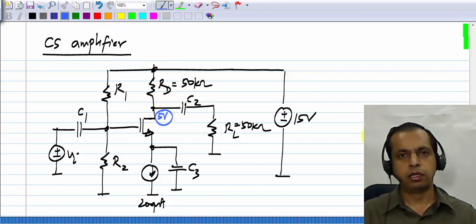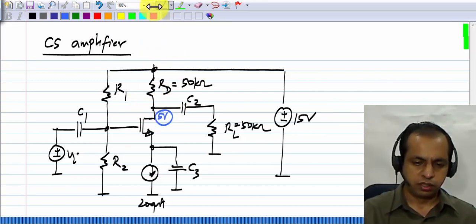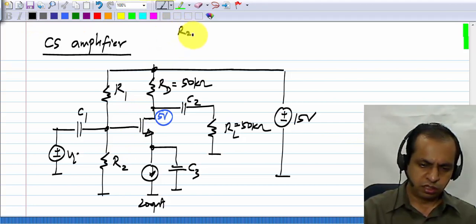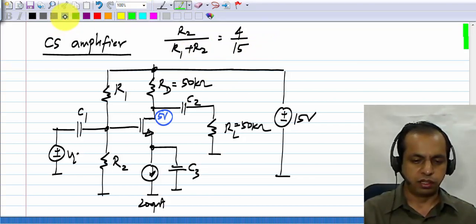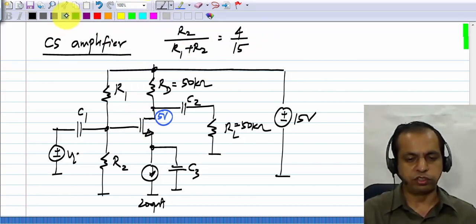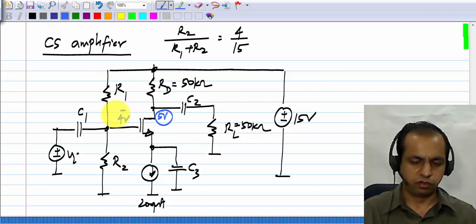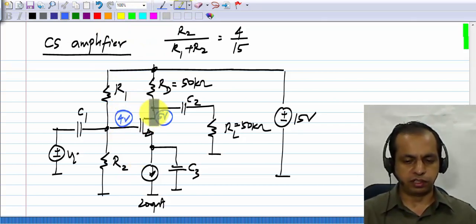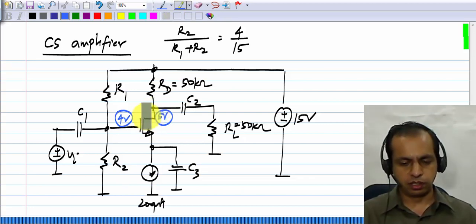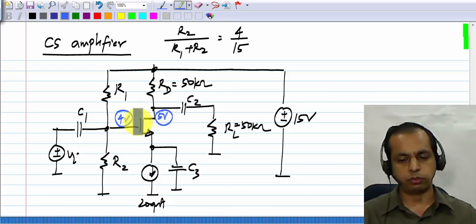Okay, and I'll also assume that R2 by R1 plus R2 is 4 by 15. This means that the bias voltage at the gate of the transistor will be 4 volts. And you can clearly see that the transistor is in saturation region because the drain voltage is above the gate voltage. If the gate voltage is 4 volts, the drain falls below the gate by one threshold voltage.